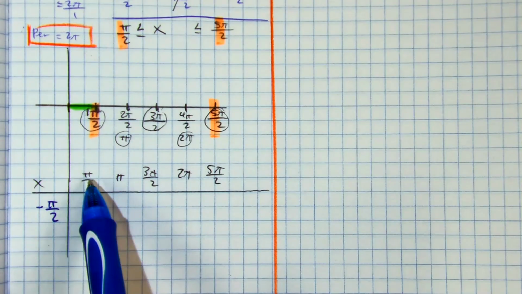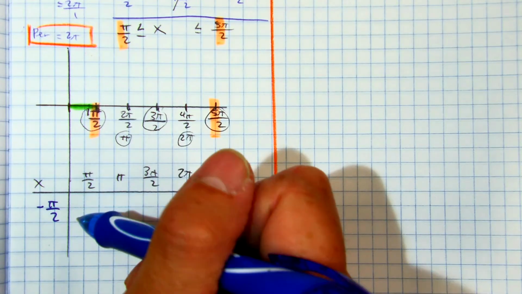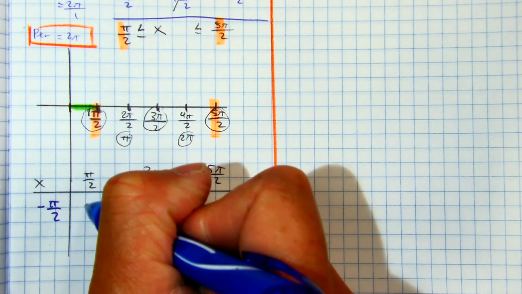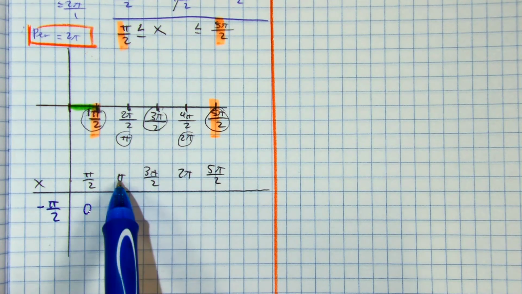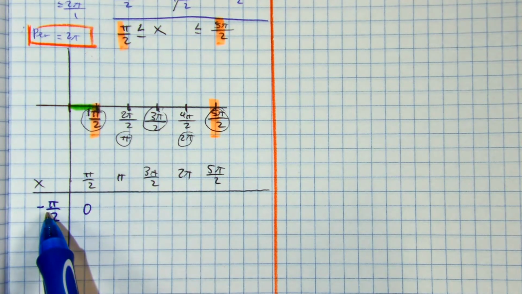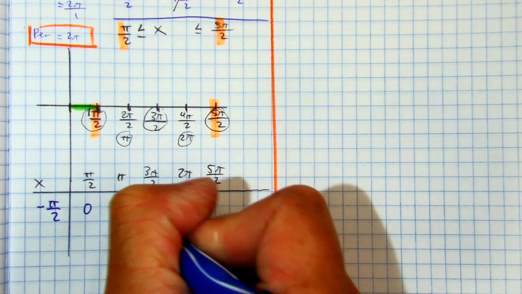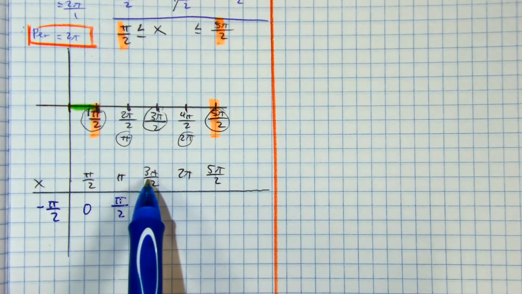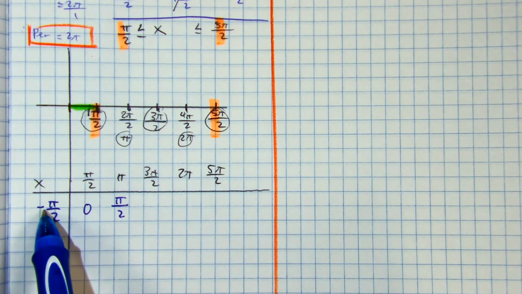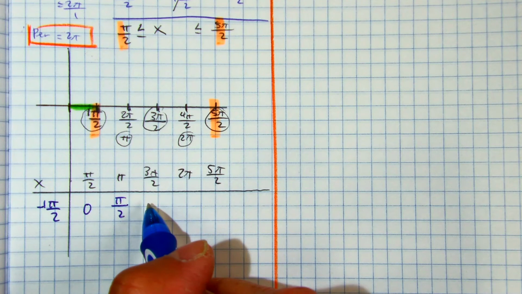Class, 1 pi over 2 minus 1 pi over 2 is 0 pi over 2, which is 0. This is where it comes in handy. 2 pi over 2 minus 1 pi over 2 is 1 pi over 2. 3 pi over 2 minus 1 pi over 2 gives me what? 2 pi over 2, or just pi.